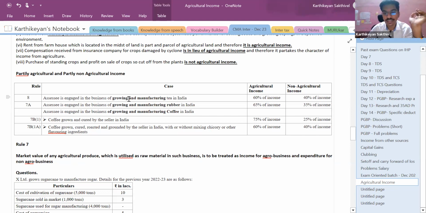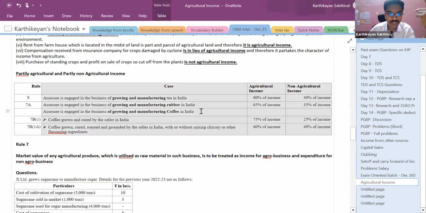So whatever income he is deriving, 60% I'll deem it to be agricultural income, 65% I will deem it to be agricultural income, 75% I'll deem it to be agricultural income. In that case the assessee does not have an option to choose between Rule 7 or Rule 7A, 7B, and 8. If he's going to fall under Rule 7A, 7B, or 8, that is basically if he's in the business of manufacturing of rubber, coffee, or tea, he should compulsorily use the rates which are specified above. These are the rates, these percentages, that he has to use.